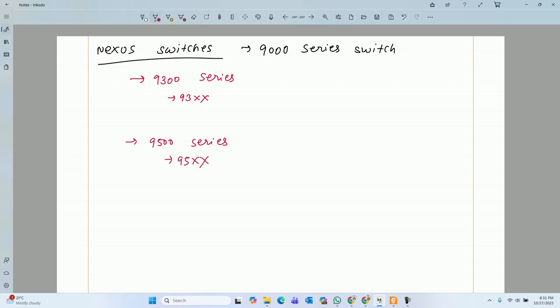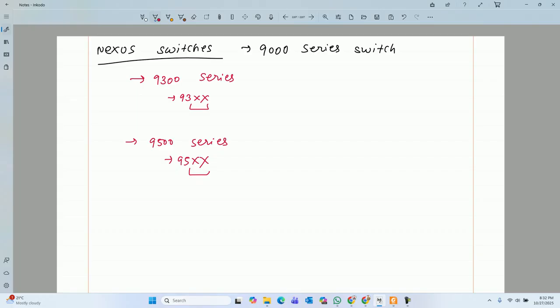So in 9300 you simply refer to it as 93XX, or here you have 95XX. The X's mean that these are the variables. They might define the number of interfaces or total bandwidth. XX is also representing, let's say you have a chassis switch 9508, 9504. So basically they are the specific platforms we have in the Nexus switches. Those switches are known as 9508, 9504, 9516. So it keeps changing on the basis of the model of the Nexus switch.